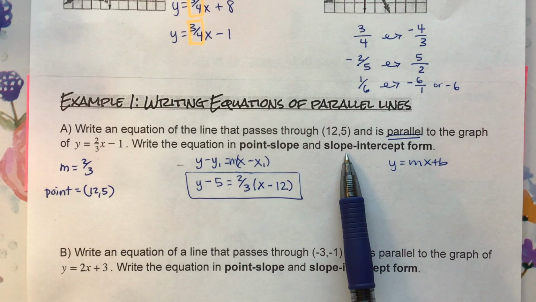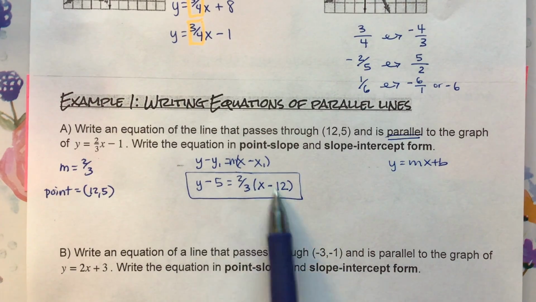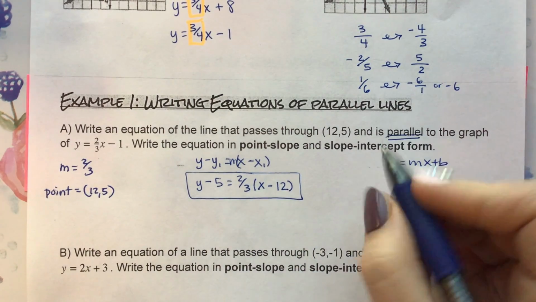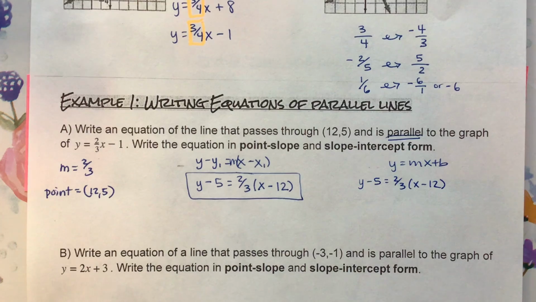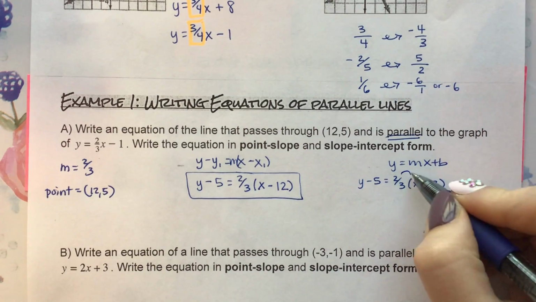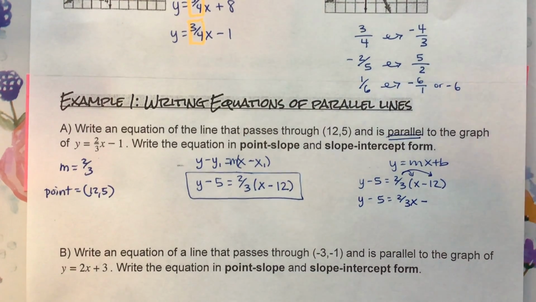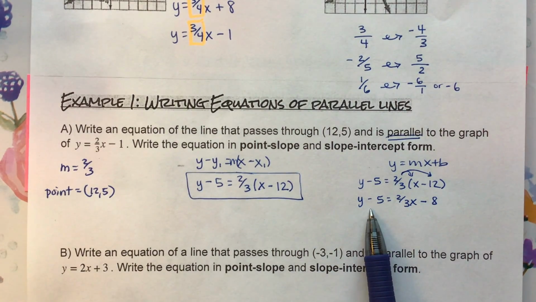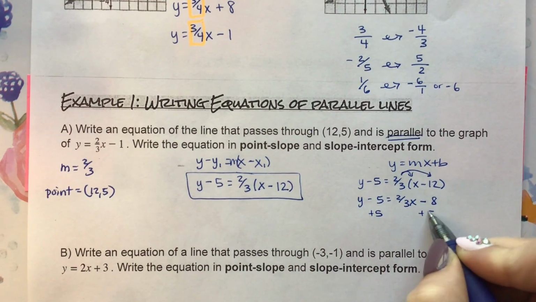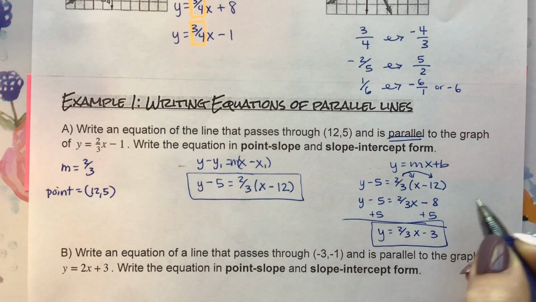I also want it in slope intercept form, which is y equals mx plus b. So I'm going to take this form and rewrite it over here just so I can start working with it. We've talked about converting point slope to slope intercept before. I'm going to first get rid of my parentheses. So now I'm at y minus 5 is equal to 2/3 x minus 8. Then I'm going to get rid of this minus 5 by adding it to the left and right sides. And I have y is equal to 2/3 x minus 3. And that's my solution.